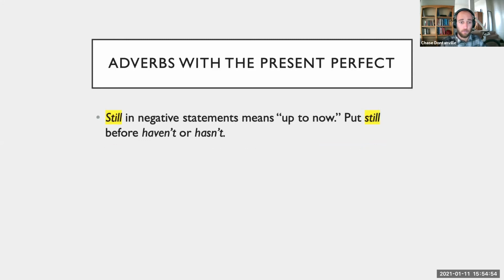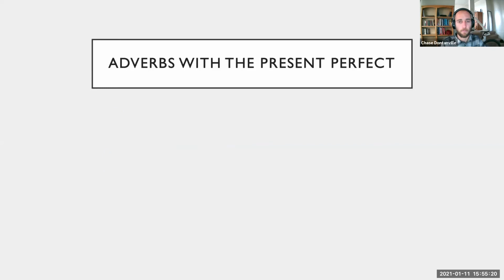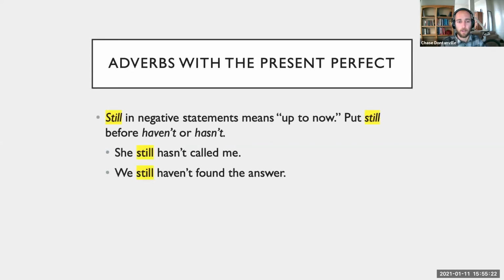And still. So we use still in negative statements to mean up to now. And you put still before haven't or hasn't. So before the helper verb. She still hasn't called me. So the same as saying not yet. She's going to, but she still hasn't called me. We still haven't found the answer.